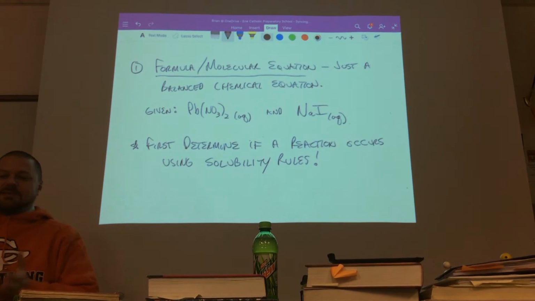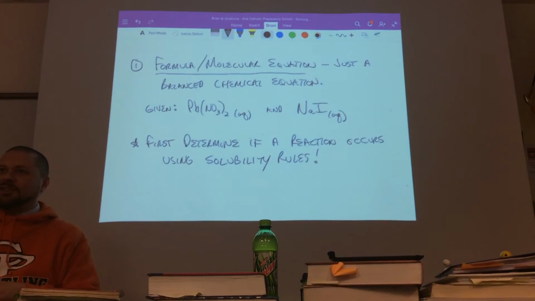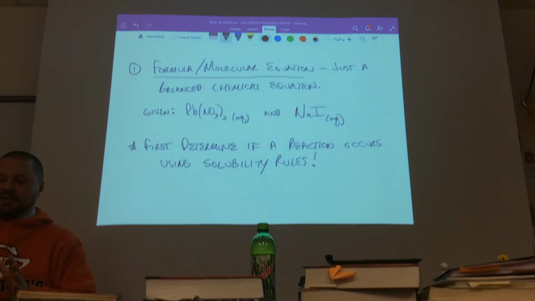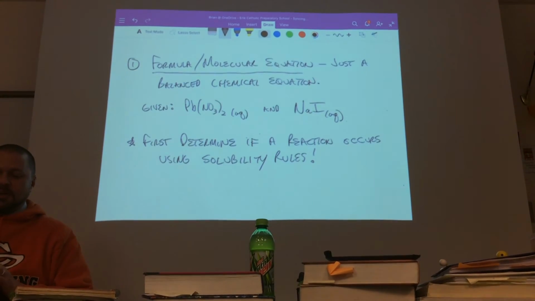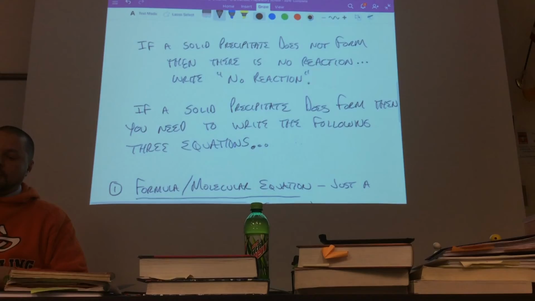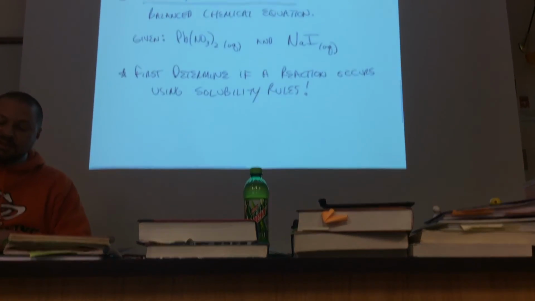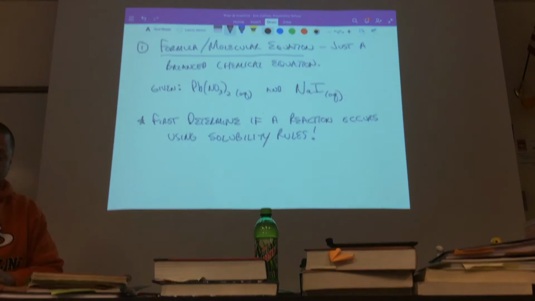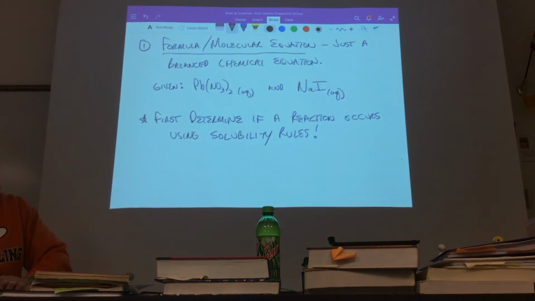Because you can't see what I've got in front of me, but if I have to write all these equations, then I've got a lot of work. Remember, we said, again, determine if the reaction occurs, so that means if there's a precipitate or not. So I already said that up here. If a precipitate does not form, then there is no reaction. But I'm trying to remind you again, because this is a common mistake, that I want to see what happens, okay?